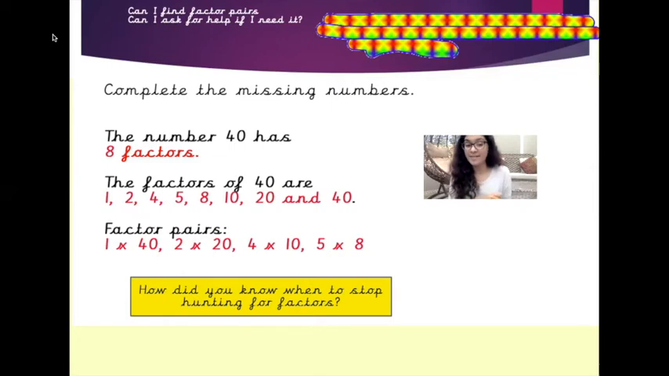So the factor pairs that you would make are the ones that are shown here. So for example, 1 and 40. 1 times 40 is a factor pair because when you do 1 times 40, you should get the number 40. What about 2 and 20? When you multiply them together, you should get the number 40. 4 times 10, you get 40, and 5 times 8, you get 40 as well. So the factor pairs are 2 numbers that when you multiply them together, you get the number that you're trying to get. Like in this instance, it is the number 40.